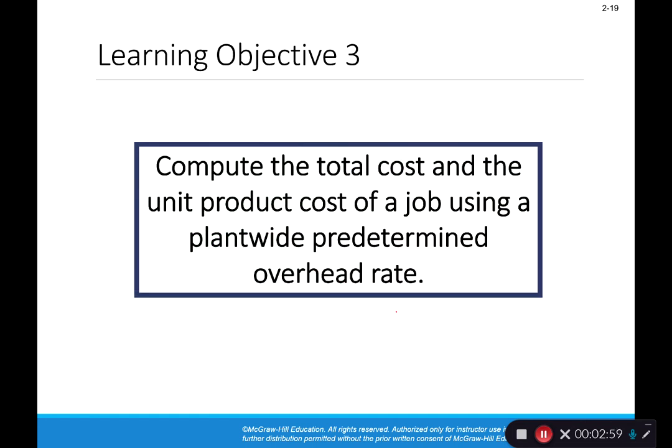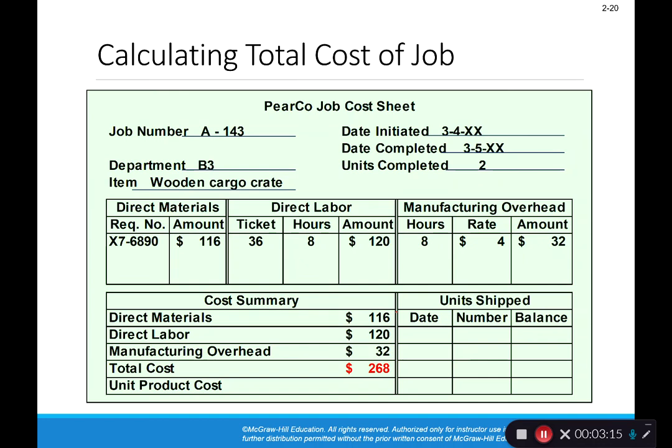So now that we have the 3 components of our product cost included in our job, we're now going to use that information to calculate the total cost of the job and the unit product cost. So to get the total product cost, it's very easy. You just take your materials, labor, and the overhead applied, and that's your total cost. So the total cost of this job was $268.